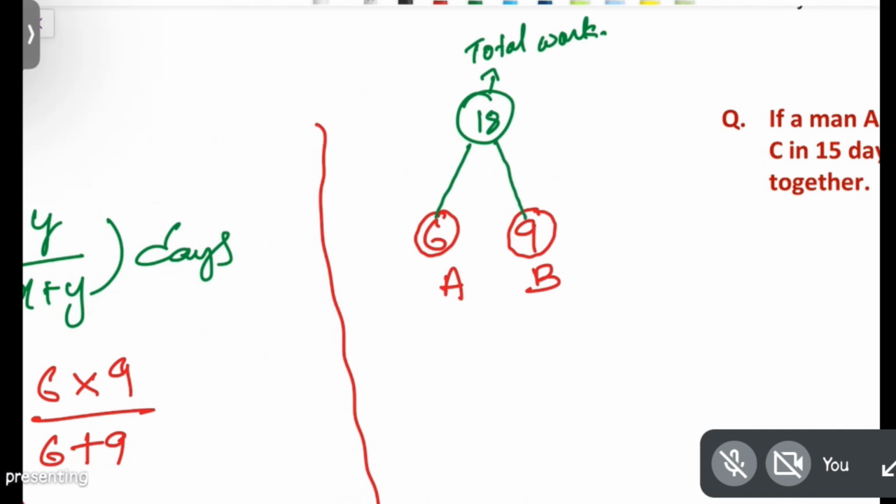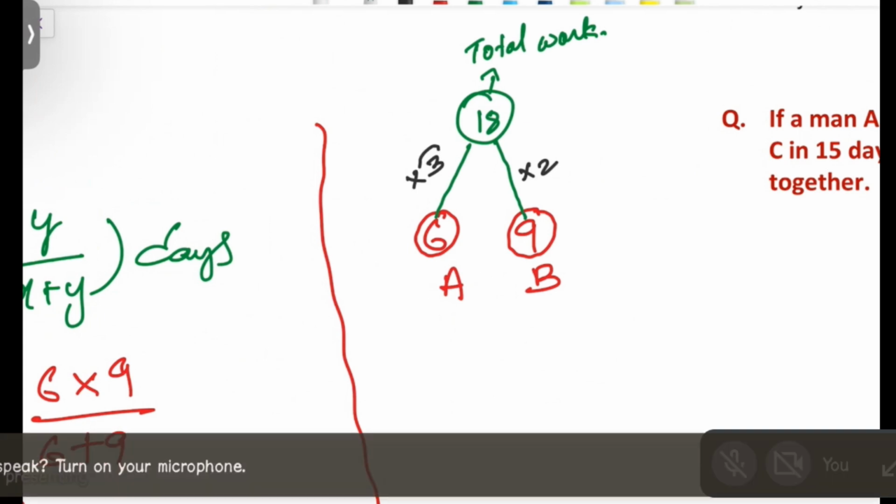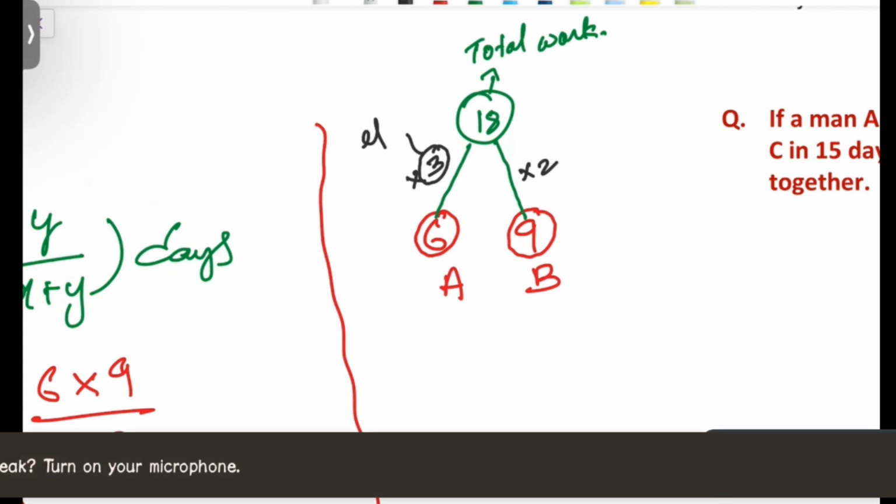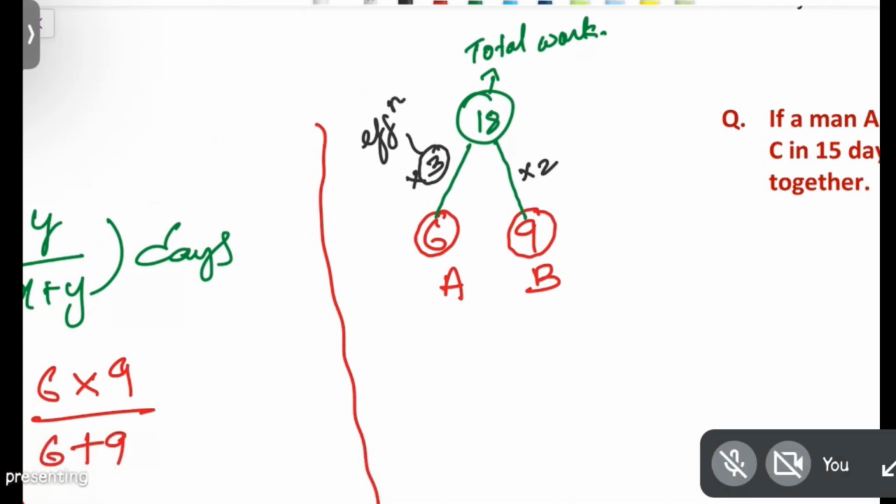6 times how much is 18? 6 times 3 is 18. 9 times how much is 18? 9 times 2. So this 3 is nothing but, we call it efficiency. Efficiency simply means how much A can do in a day. And this 2 is also efficiency, but efficiency of who? B. That means this 2 is how much work B can do in a day. That is the efficiency of B.